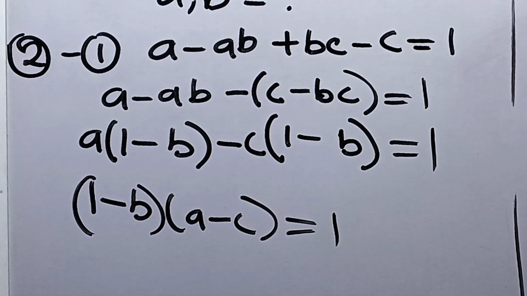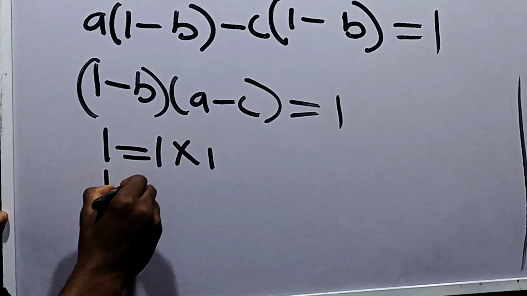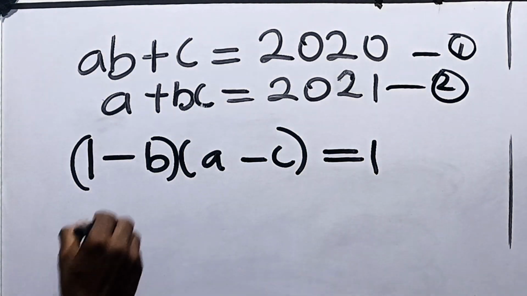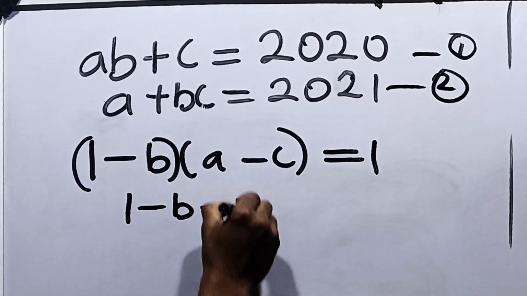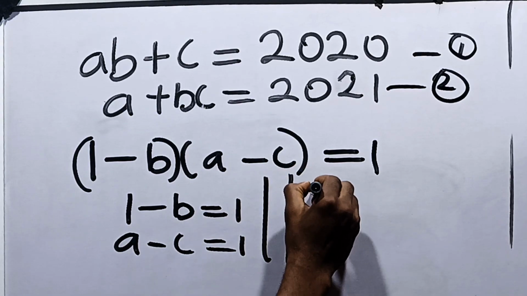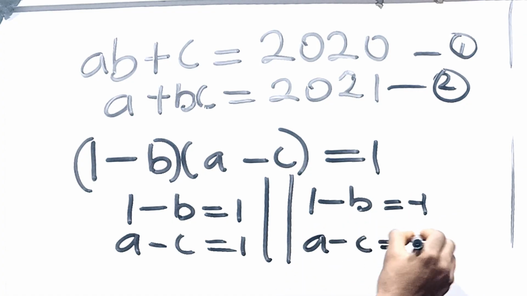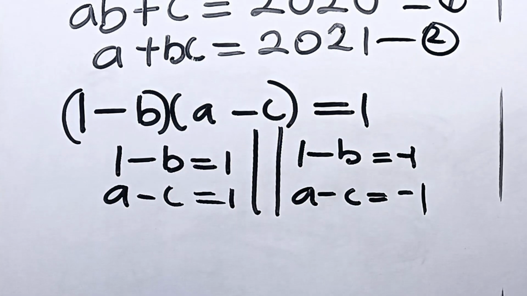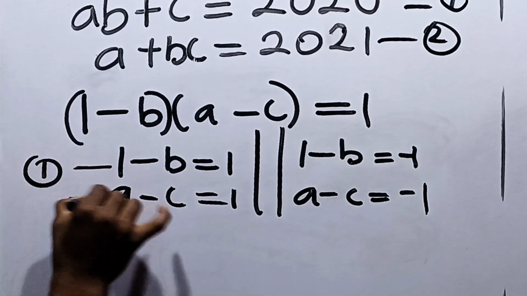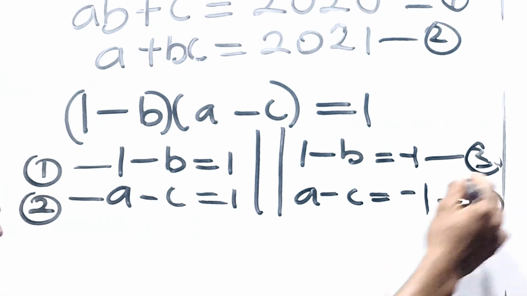Now, let's find the multiples of 1. 1 is equal to 1 times 1, and 1 is also equal to negative 1 times negative 1. So for the first condition, we have that 1 minus B is equal to 1, and A minus C is equal to 1. For the second condition, we have that 1 minus B is equal to negative 1, and A minus C is equal to negative 1. Let's call these the first, second, third and fourth ones. These are the four conditions we have here.